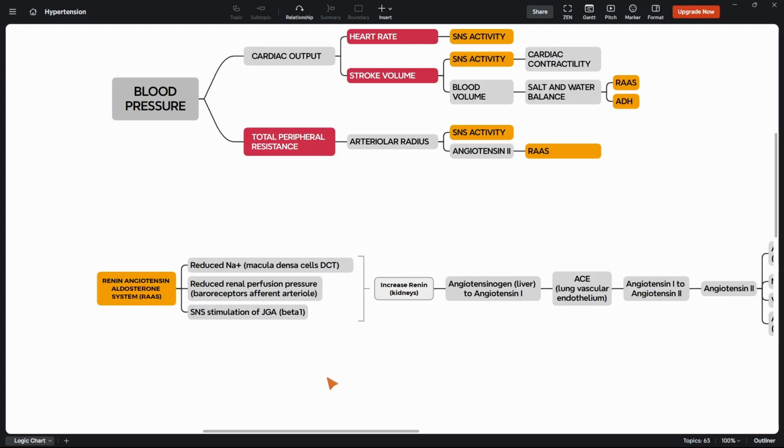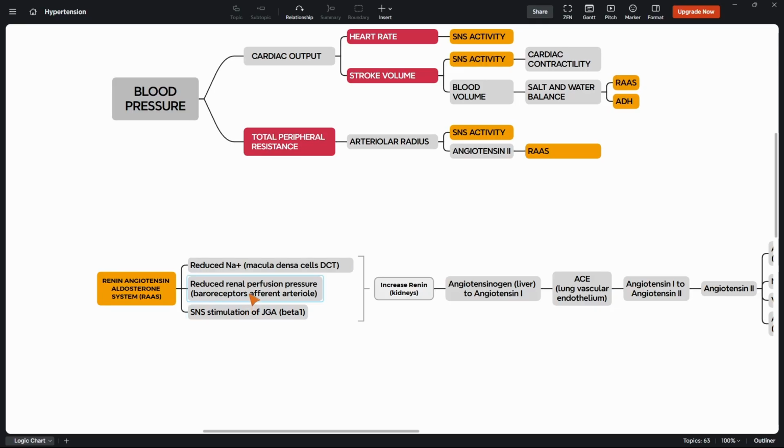So the RAS starts in the kidneys, whereby the kidneys will produce renin in response to three different stimuli. The first is when there is a reduced delivery of sodium, and this is picked up by the macula densa cells in the distal convoluted tubule. Renin is also released by a reduced renal perfusion pressure, and it also is released by the stimulation of the juxtaglomerular apparatus by the sympathetic nervous system, as the juxtaglomerular apparatus has beta-1 receptors which respond to noradrenaline released by the nerve fibers of the sympathetic nervous system.